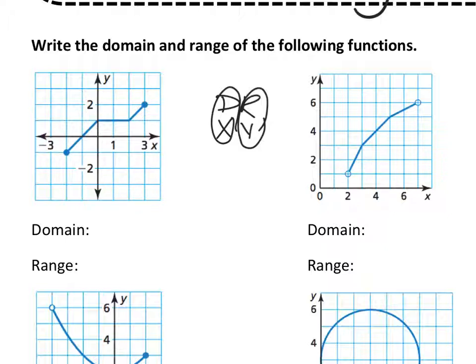This is the graph I'm looking at. Is there anything over here? Is there any blue graph over here? No. The very left of the graph appears right here. What x value is that? -2. That's my left number.